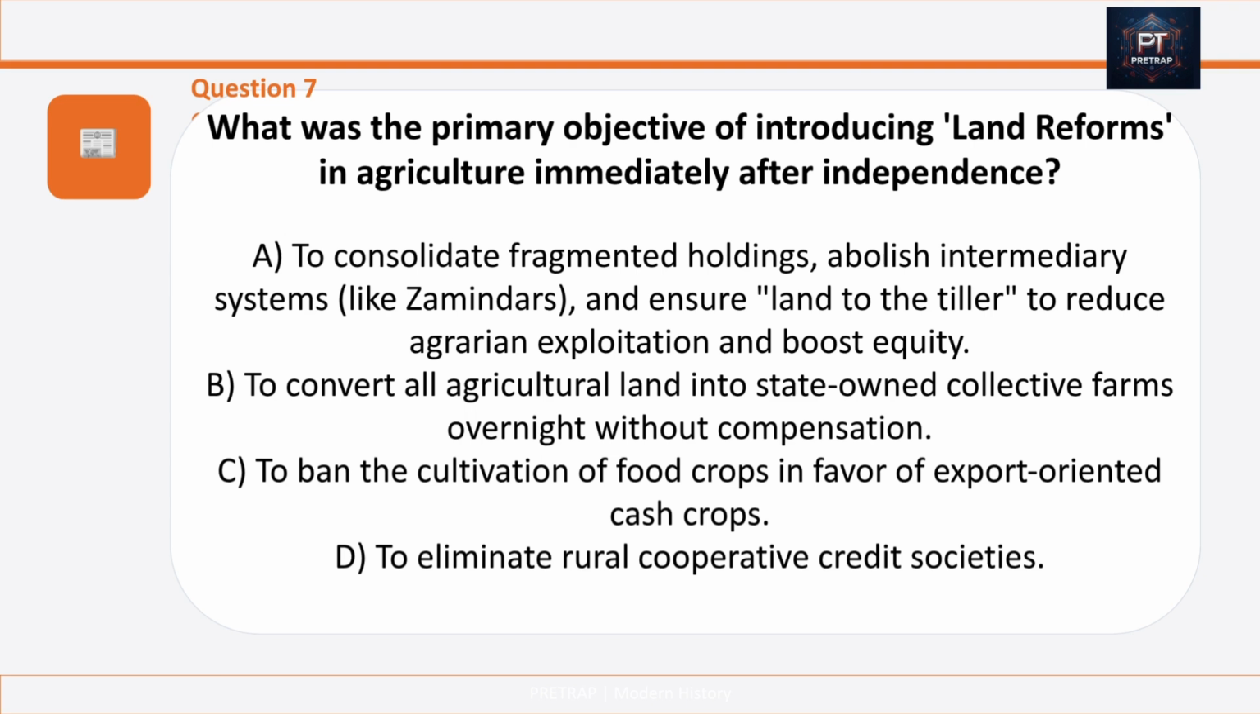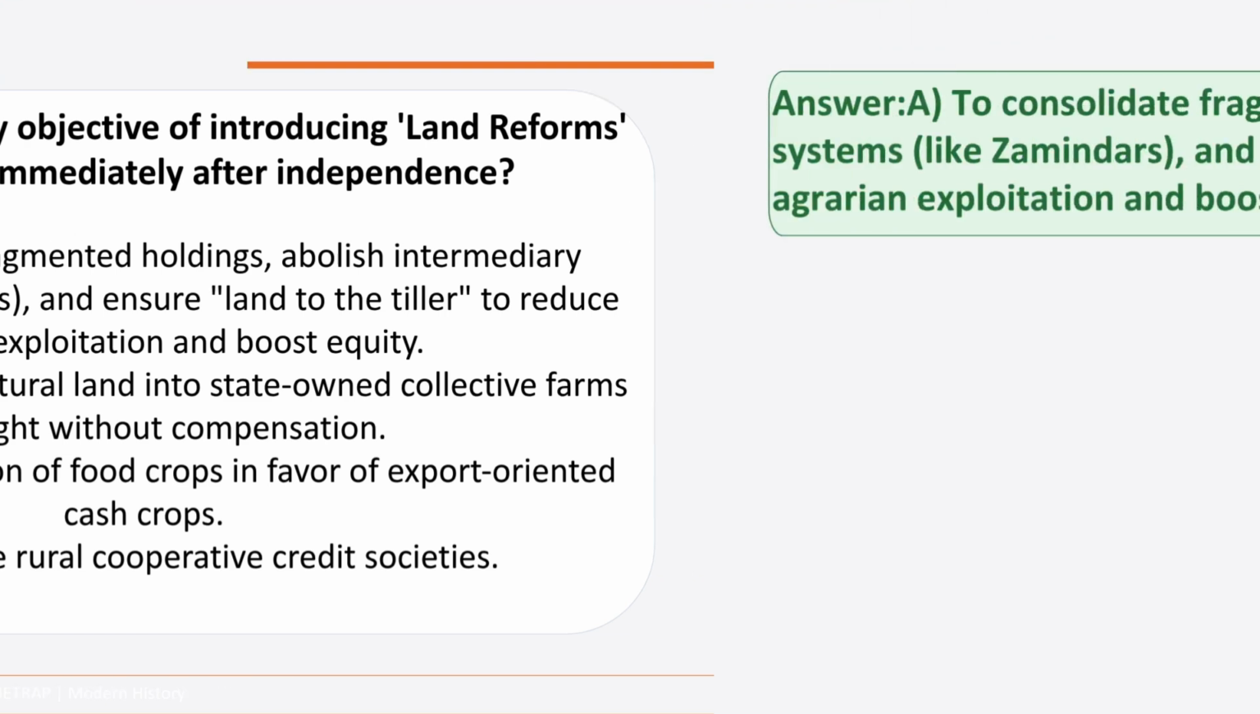Option C, to ban the cultivation of food crops in favor of export oriented cash crops. Option D, to eliminate rural cooperative credit societies. And the answer is option A.